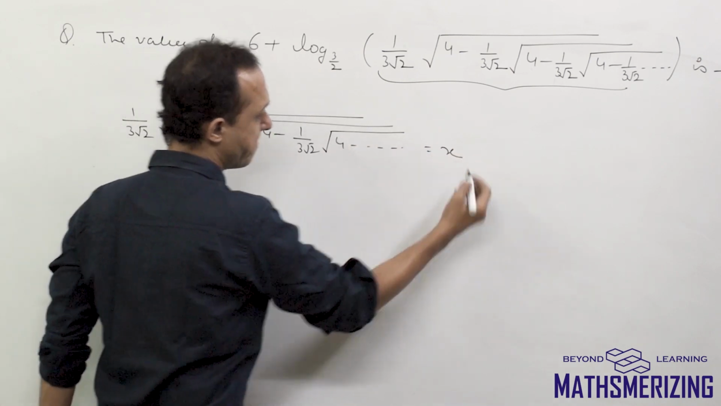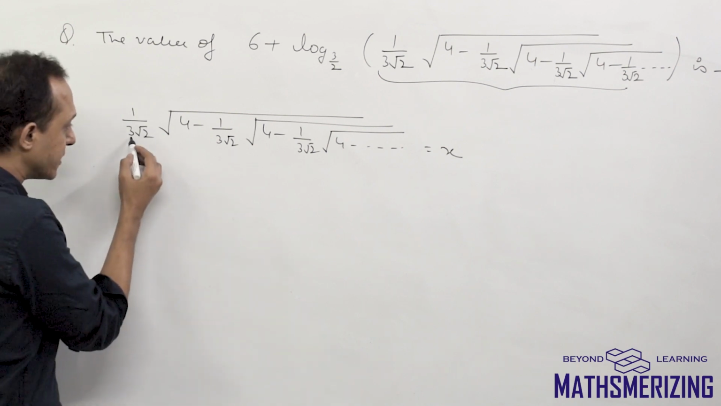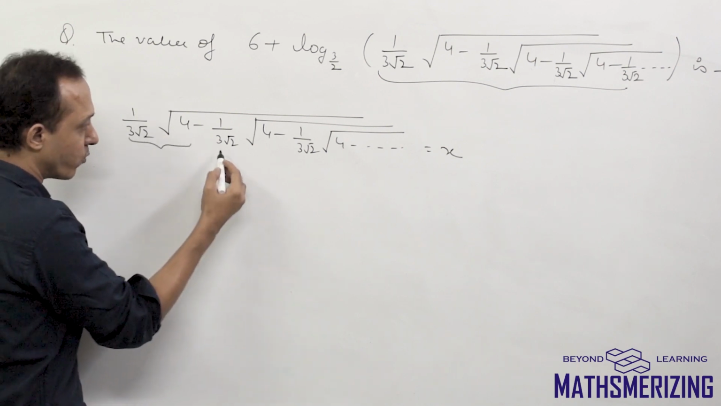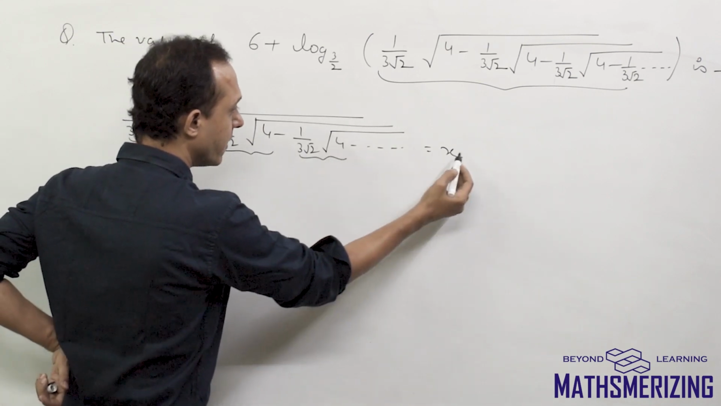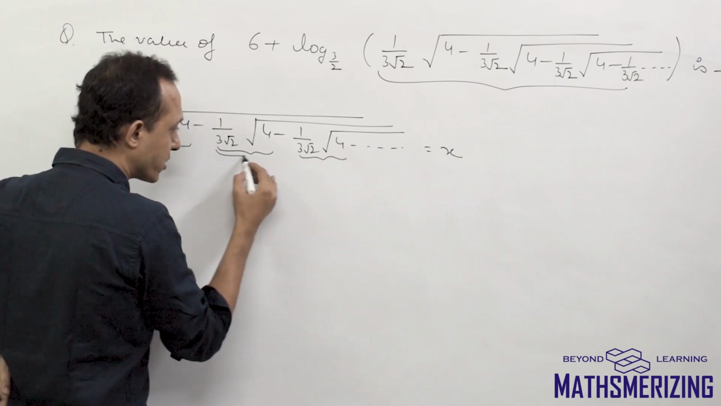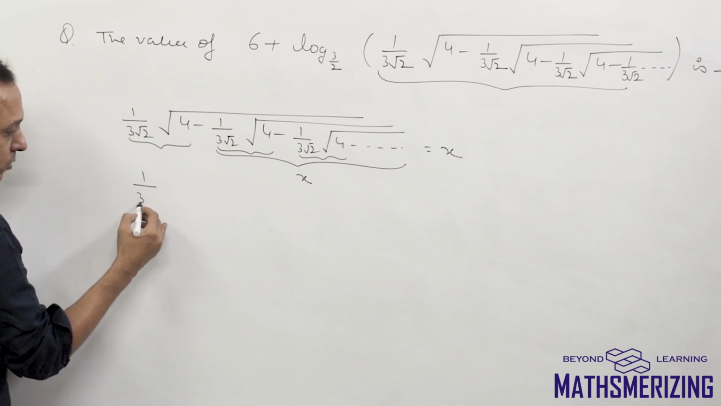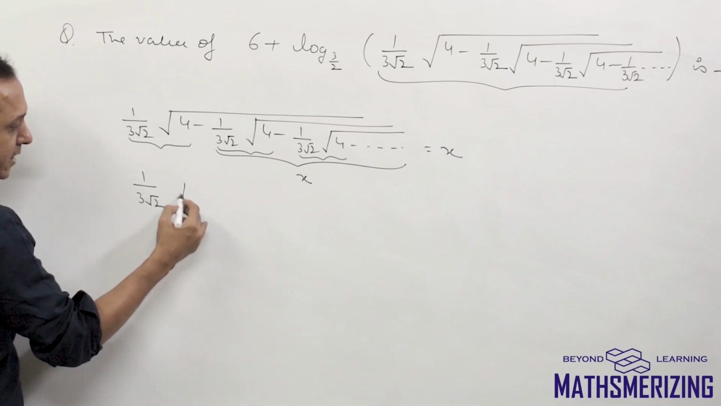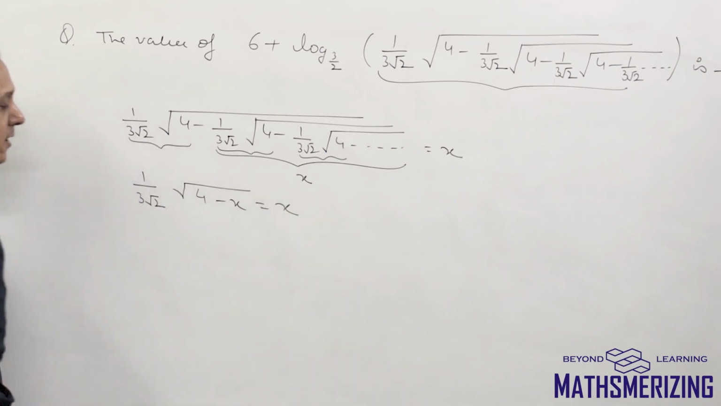as some number, maybe x. Now because it is an infinite series, I see this pattern: 1 upon 3 root 2 under root 4, repeating. So what I know is, because the series continues up to infinite, I can also write this one as x. So I'll express this as 1 upon 3 root 2 under root of 4 minus x, and this is equal to x. Now I'll square it.